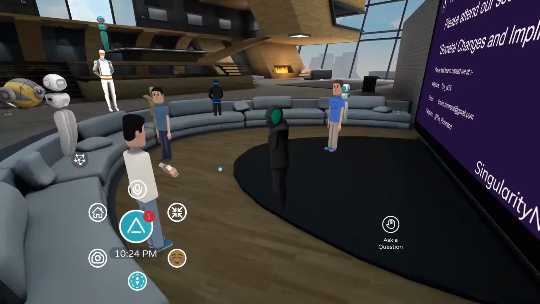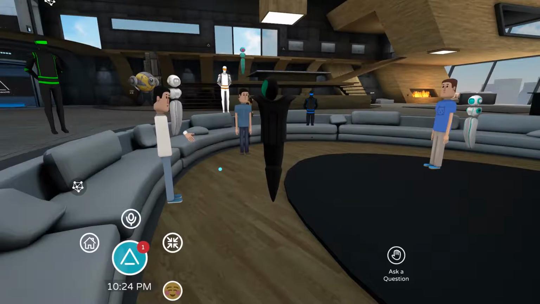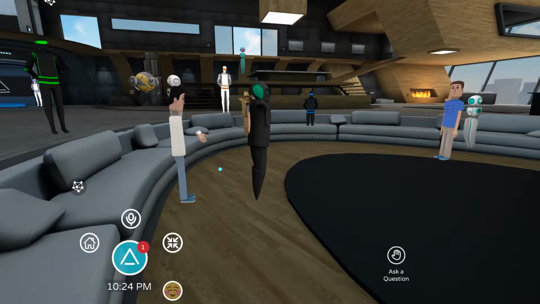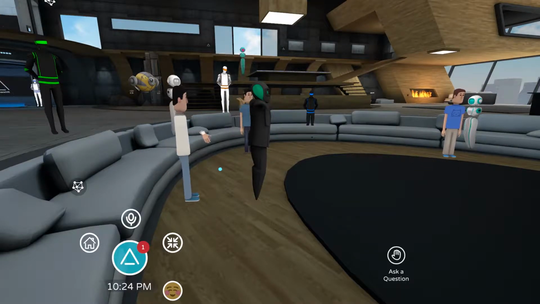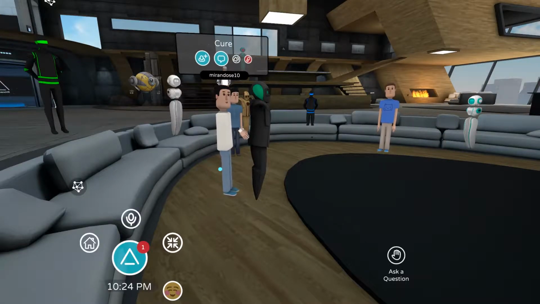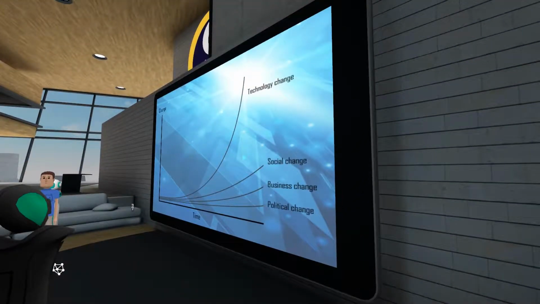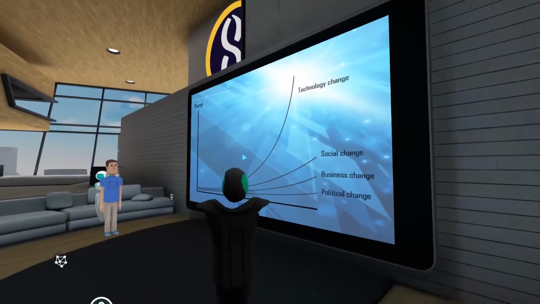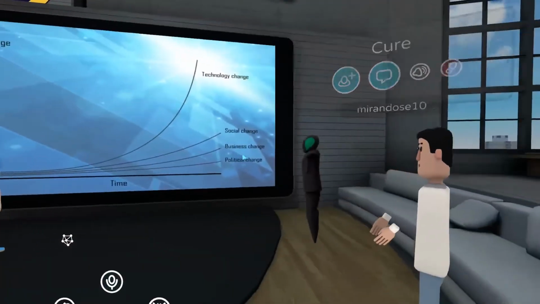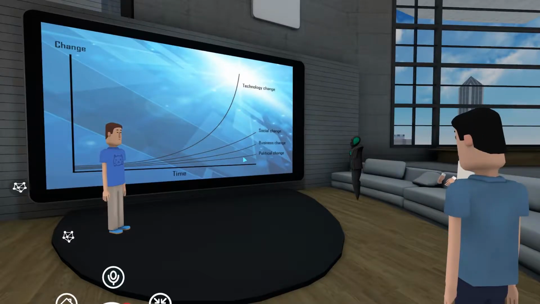So that last graph you showed, the one with the technological, there was a big rise in it, and political, social, and business was below that one. Is there any plans to accelerate and merge them and be at the same level as technology change? And if there is, what or how would they do it?